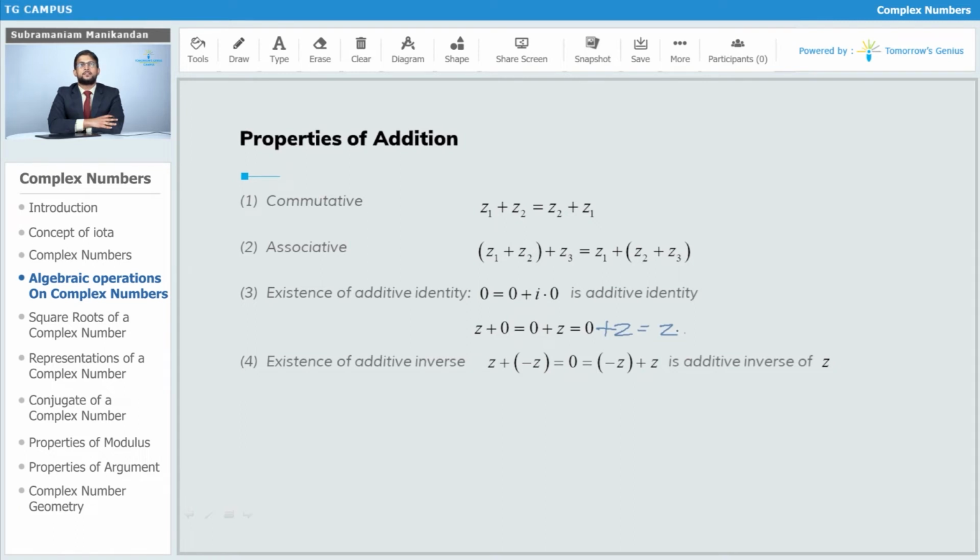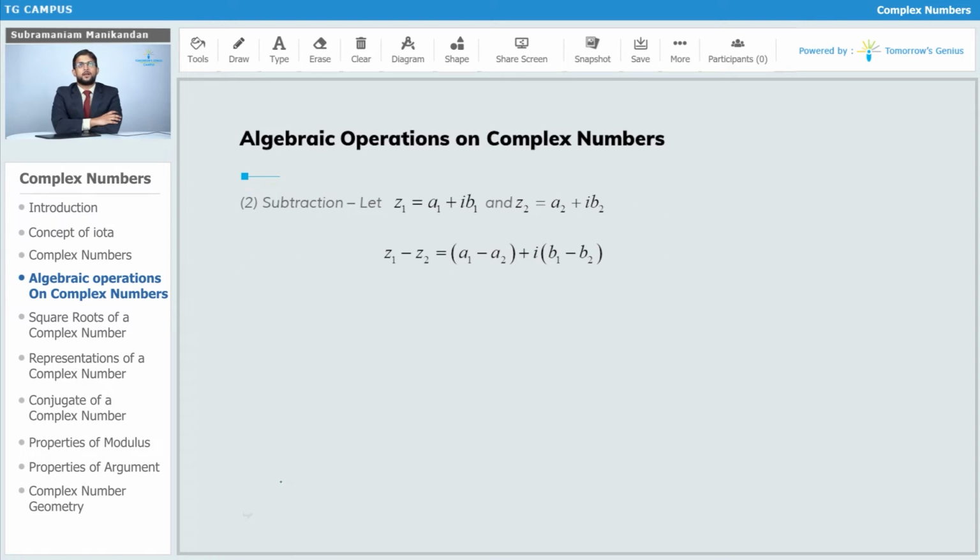Existence of additive inverse. So additive inverse is the number which we add to cancel out the existing number. So z plus minus z, or minus z plus z, is equal to 0. This is the additive inverse of the complex number z. Okay, what next?